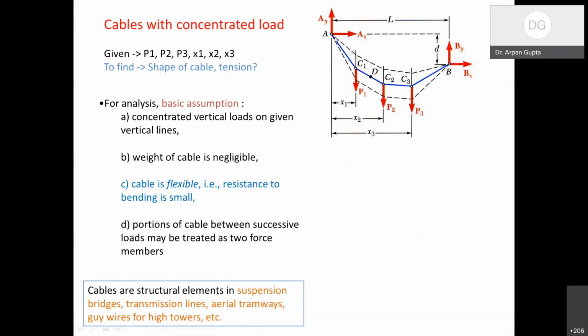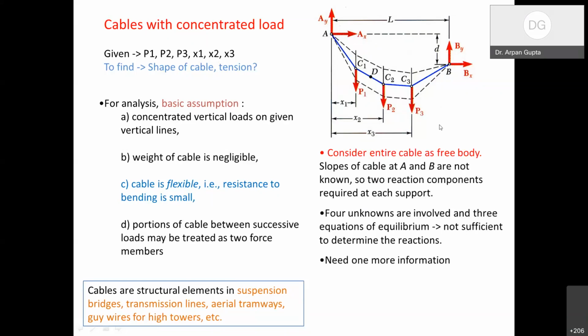the first analysis is we consider this whole cable as a free body. It is hanging from point A and point B. So there are two unknown reactions at each, Ax, Ay, Bx, By, and these are the external loads, P1, P2, P3, given to us. If I consider the cable as a free body, the slopes at A and B are not known, and therefore we have to use Ax, Ay, Bx, By as four unknowns. We have four reactions and three equations, right?